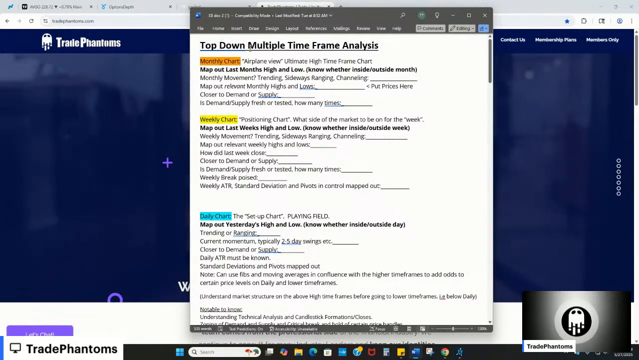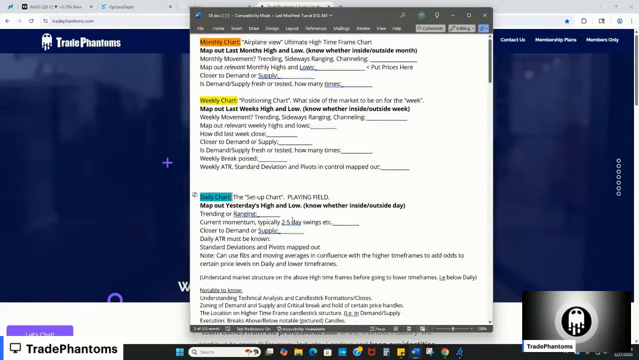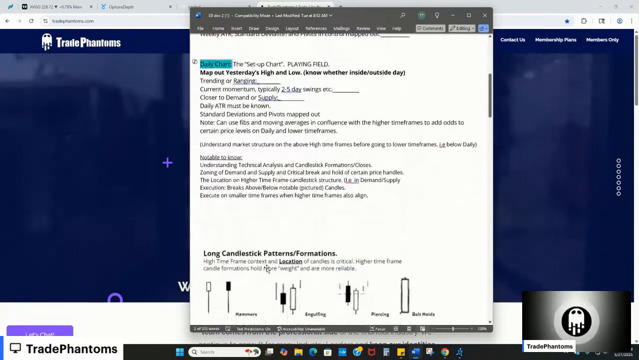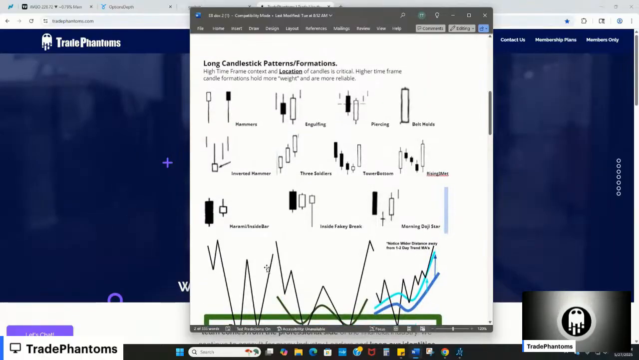Demand and supply, institutional demand supply backdrop, the main thing that we trade at Phantoms. Top down, multiple time frame analysis, monthly, weekly, daily. Super important, even if you're a short-term scalper. Orange is the color code for monthly, so anything you see in orange in my charts has to do with that time frame. Yellow is color coded for weekly time frame. Blues are color coded for daily.